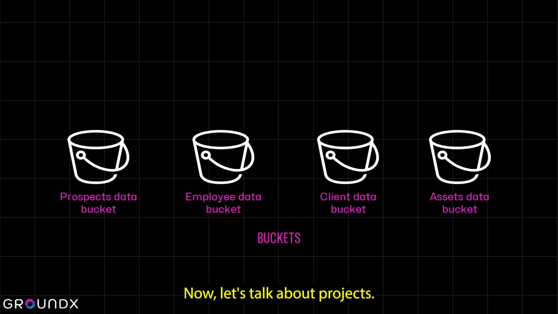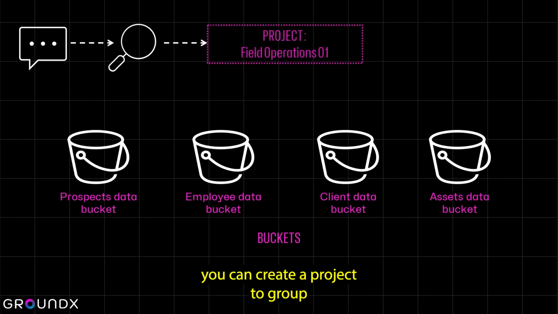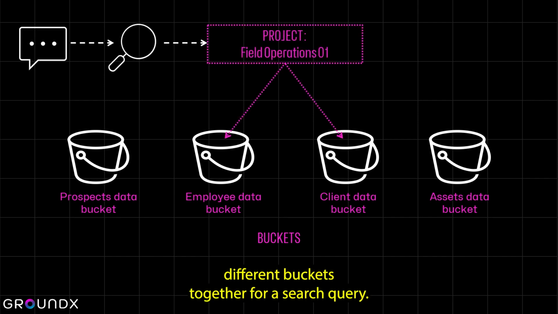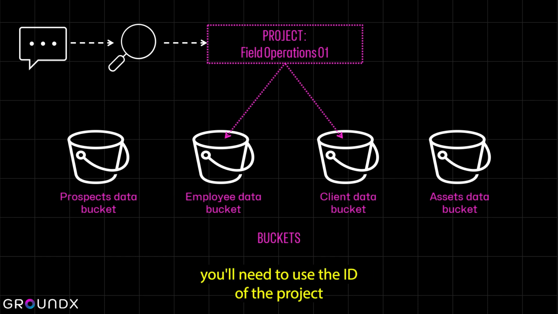Now let's talk about projects. If you need to obtain results from more than one bucket, you can create a project to group different buckets together for a search query. To search through a project, instead of indicating the bucket ID in the search request, you'll need to use the ID of the project that associates the buckets together.